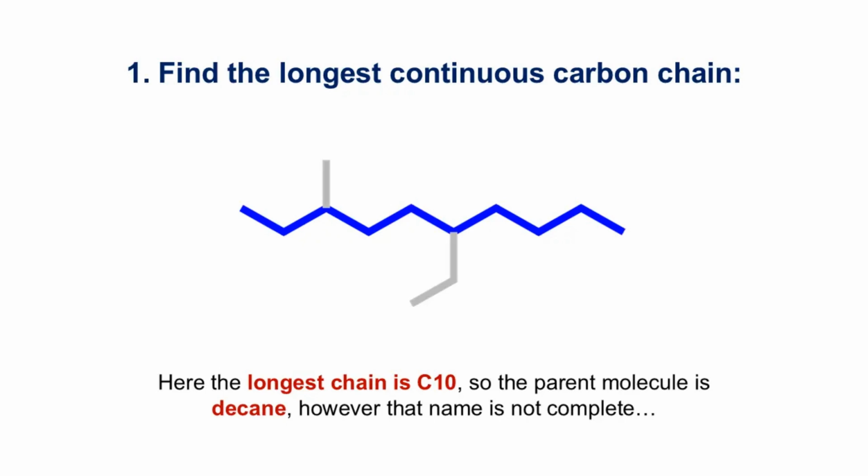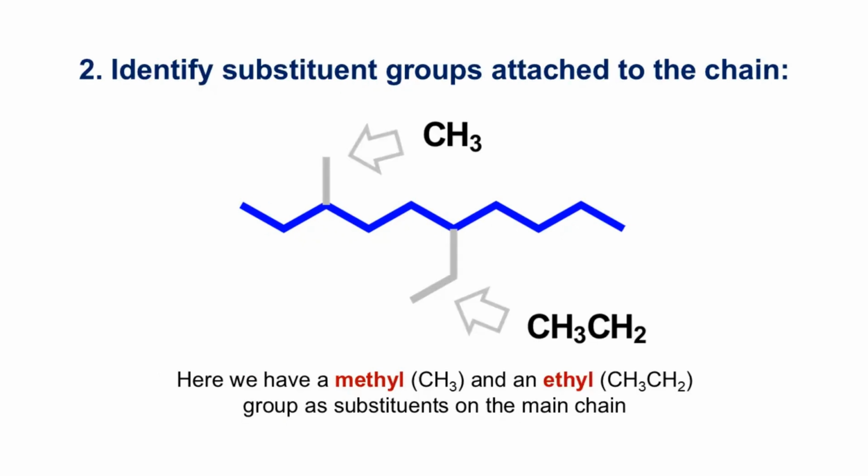This could be drawn in any direction, so be careful here. Maybe use a highlighter to trace the longest chain. While this molecule has 10 carbons in the longest chain, it is not simply decane as we have not accounted for the branches yet. Secondly, branches follow the same rules as the parent chain but get the ending YL to show that they are attached as substituents. In this case, the branches are methyl and ethyl.